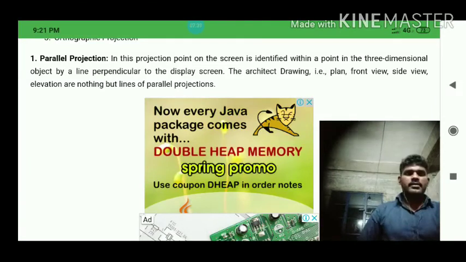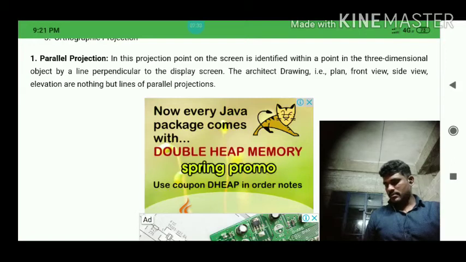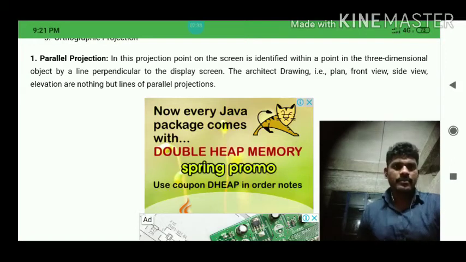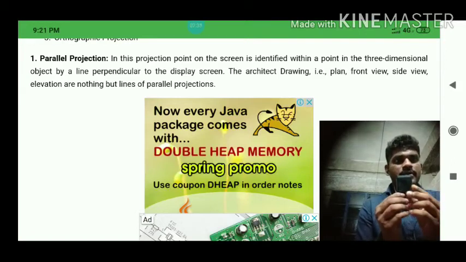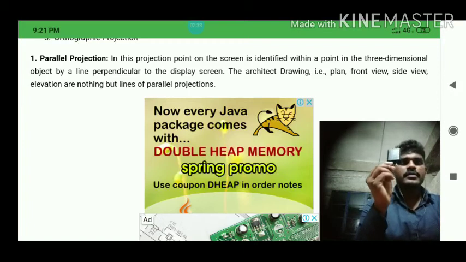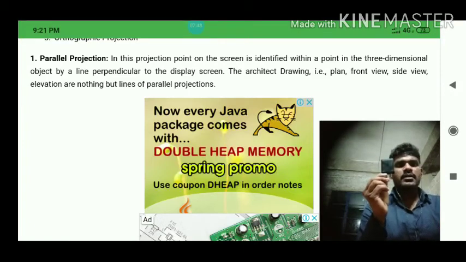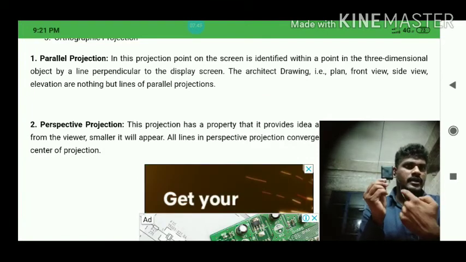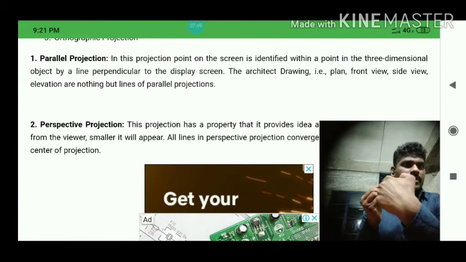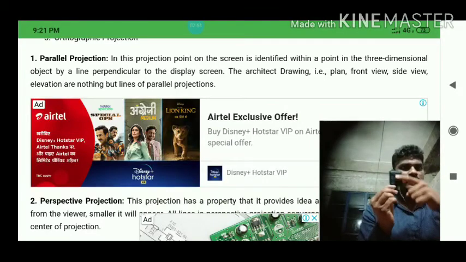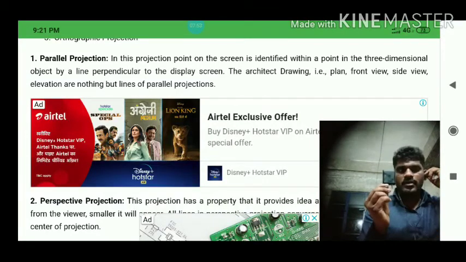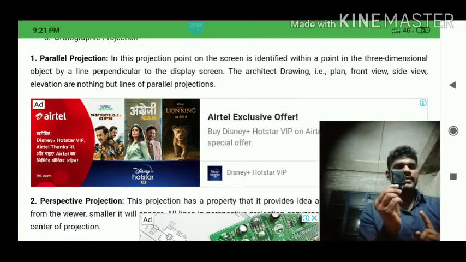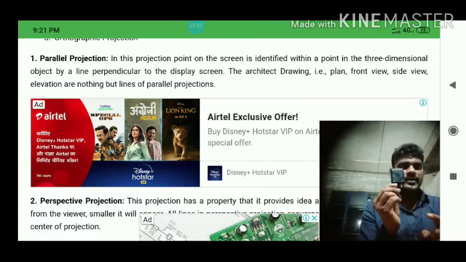Now listen, let's take this example. Perpendicular means this is the perpendicular, this is the perpendicular. Now listen, what is the parallel here? Draw this object on the screen.